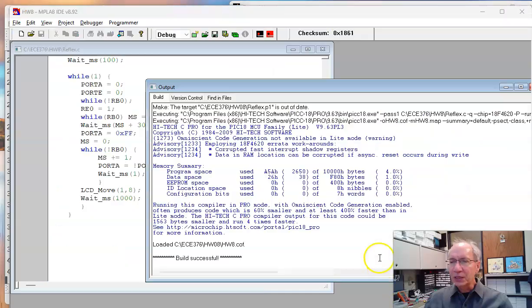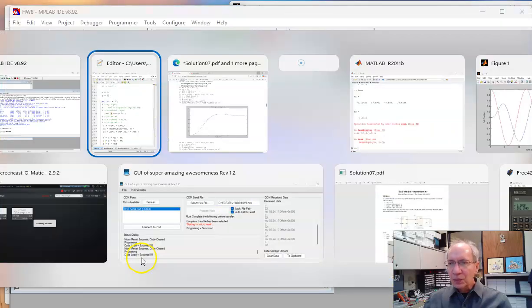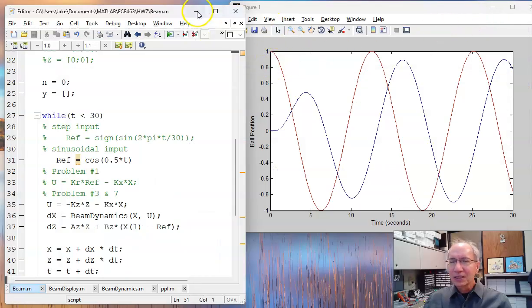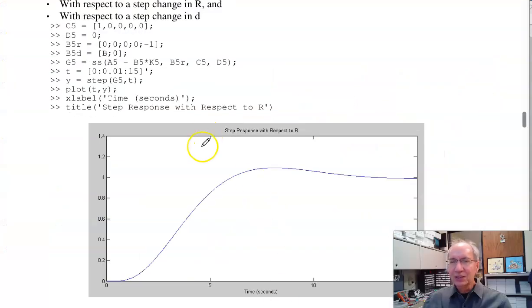How do you track a sine wave input? Well, that's the last problem on the homework. If I can find it. Okay, where'd you go? There you are.